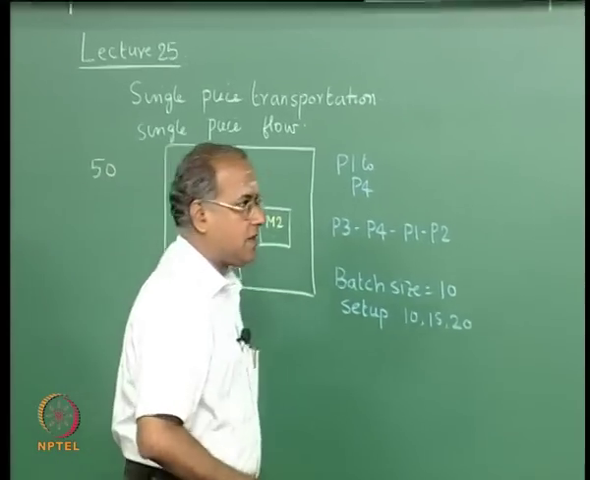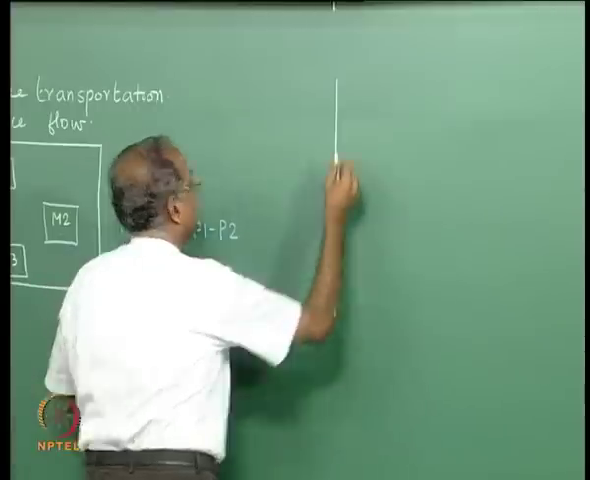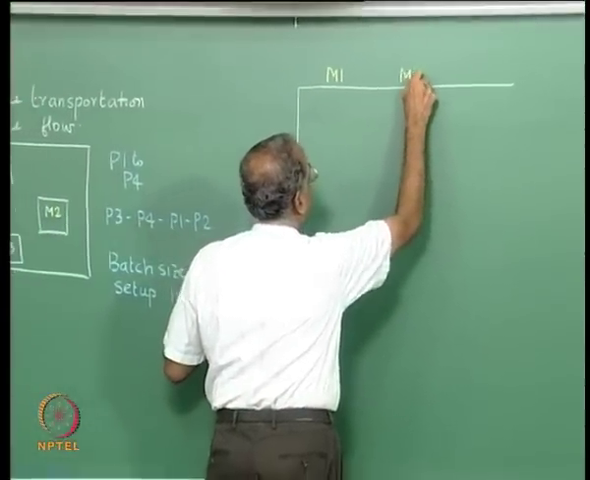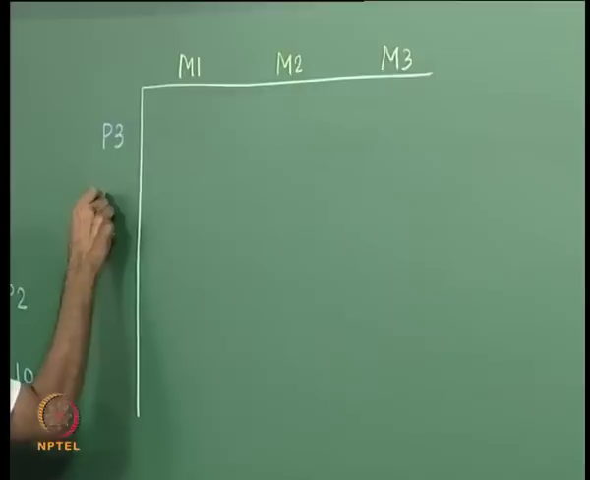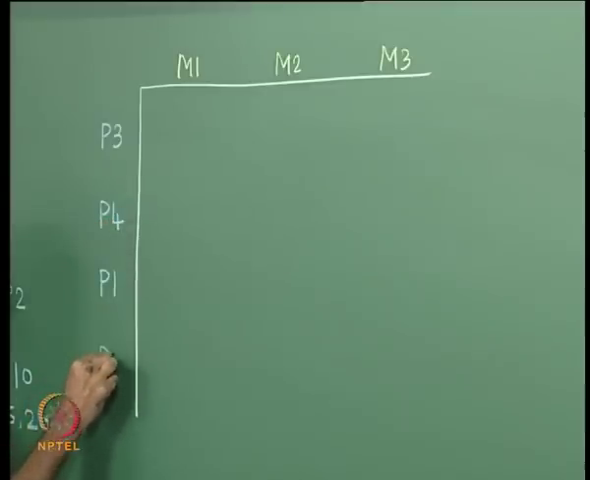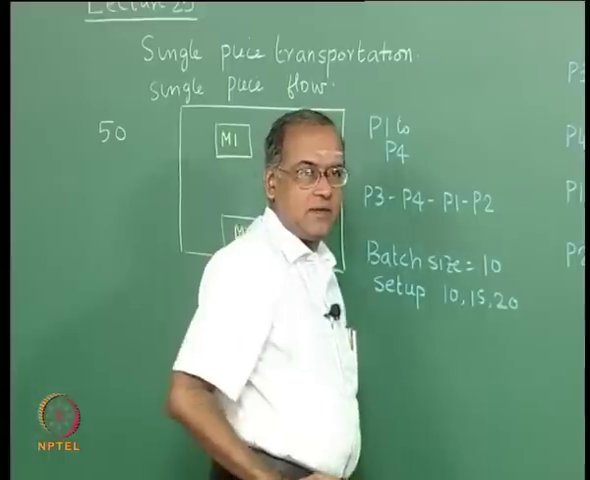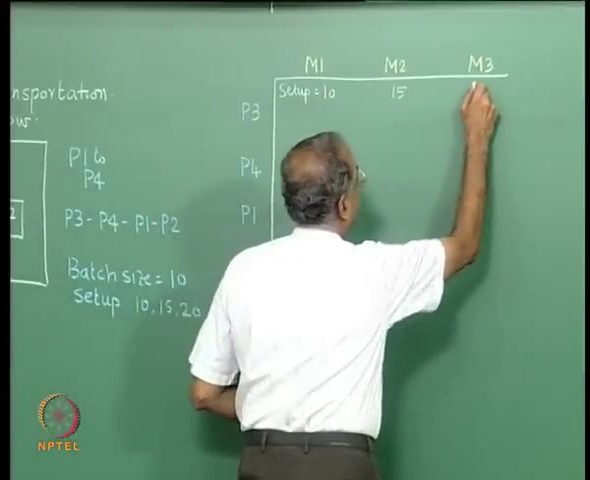Now, let us draw the schedule for the sequence P3, P4, P1 and P2. So, we start with there are 3 machines M1, M2 and M3, and the sequence is P3, P4, P1 and P2. Now, at time equal to 0, all the 3 machines can do the setup for P3, which is the first product or part to be made. Setup times are 10, 15 and 20. So, setup is completed at 10, at 15 and at 20.